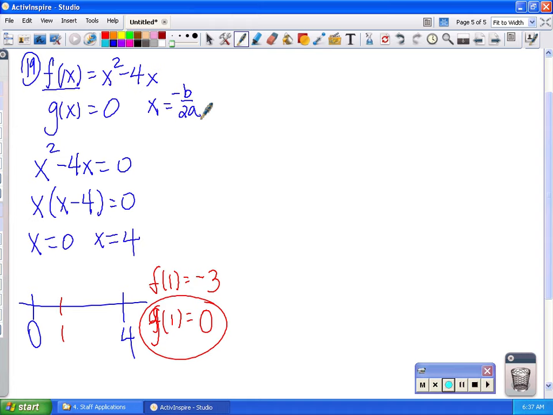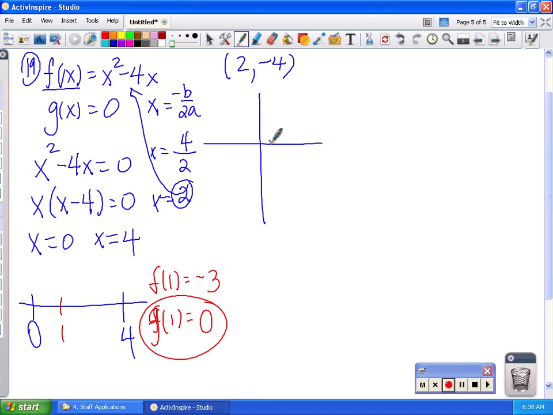So just to show you, we could get the vertex and we could graph this. So in this case, b is negative 4, so the opposite of negative 4 is 4. a is 1, so the x-coordinate of the vertex is going to be 2. And then the y-coordinate is going to be f of 2, so 2 squared is 4, and 4 minus 8 is negative 4. Again, all I did was take the 2 and substitute it in to get the y-coordinate. So now I know that I have a parabola that's 2, 1, 2, 3, 4. Is that what we had? 4, yeah.